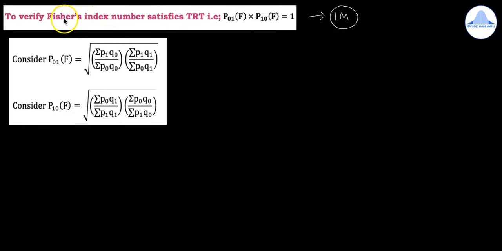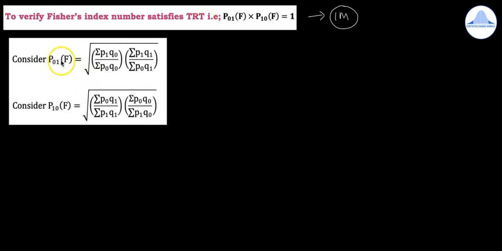So next is the most important calculations. They have asked us to verify whether Fisher's index number satisfies TRT. TRT means it is the time reversal test. So the condition will carry 1 mark. P01 of F into P10 of F is equal to 1. So this is called the condition for the time reversal test, TRT.